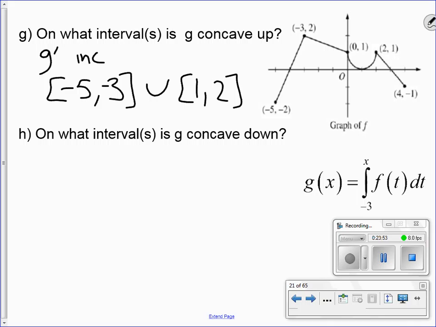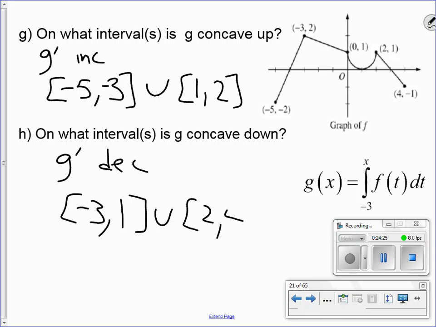Nice. On what intervals is G concave down? What are we looking for? Decreasing? All right, so we're looking where G prime is decreasing. So tell me, where is that? Okay, so from negative 3 to 1. Yeah, it keeps decreasing, doesn't it? Okay. I guess I'll just include it. All right, and nowhere else? 2 to 4. The justification is that we're looking where G prime is decreasing. Questions?